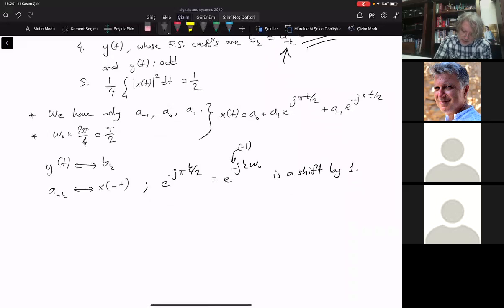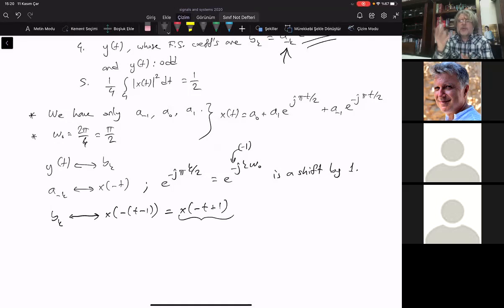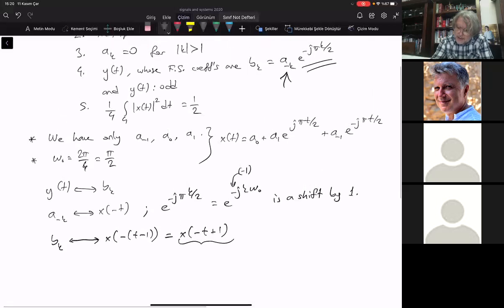So this bk must be referring to x of minus, in parentheses, t minus 1. Okay. Which can also be written as x of minus t plus 1. You may want to verify what the Fourier series coefficients are of this time-reversed and shifted signal. If x of t has Fourier series coefficients ak, what are the Fourier series coefficients of this new thing, x of minus t plus 1? And you will find it to be equal to this.